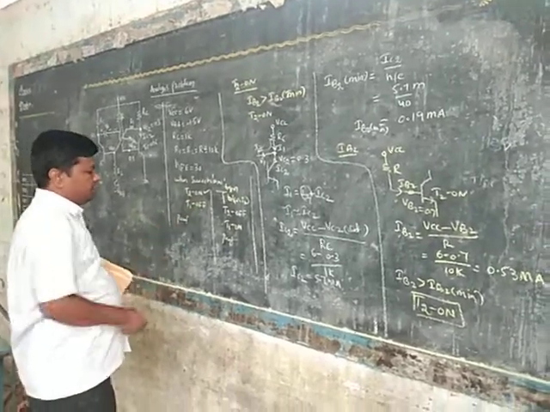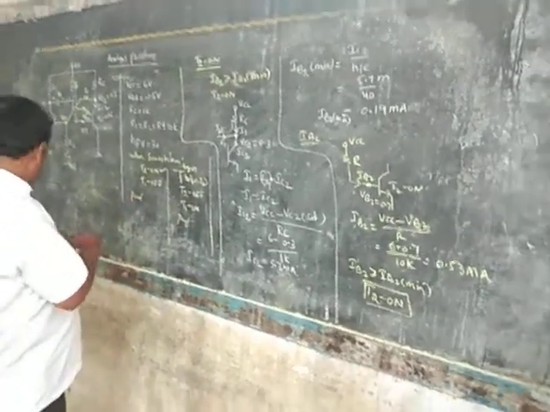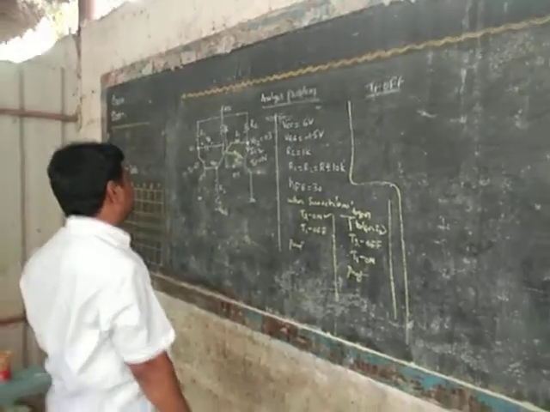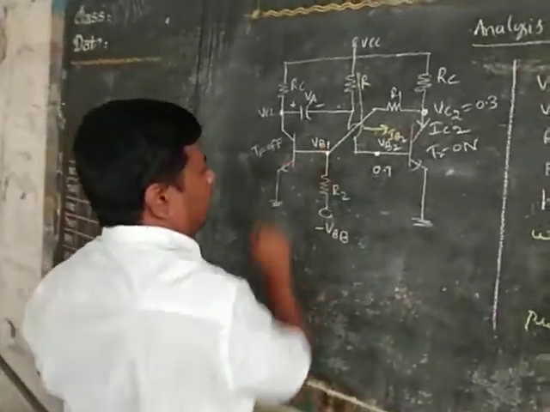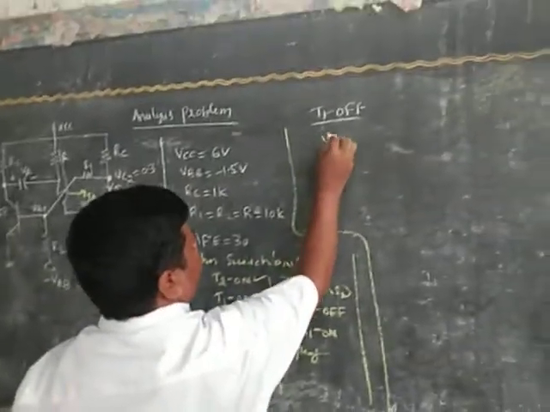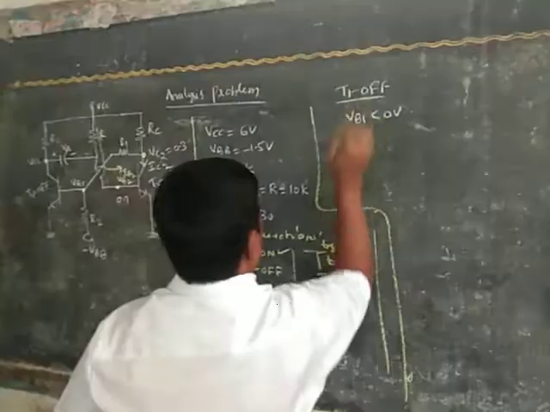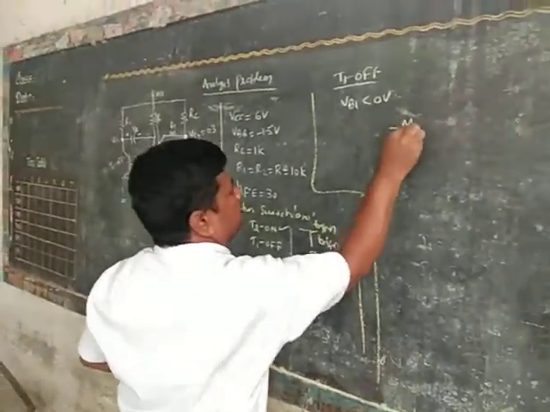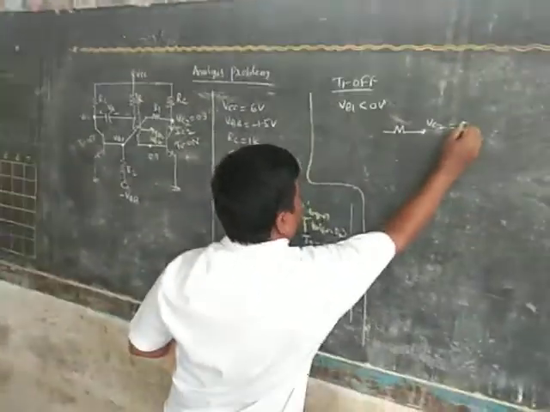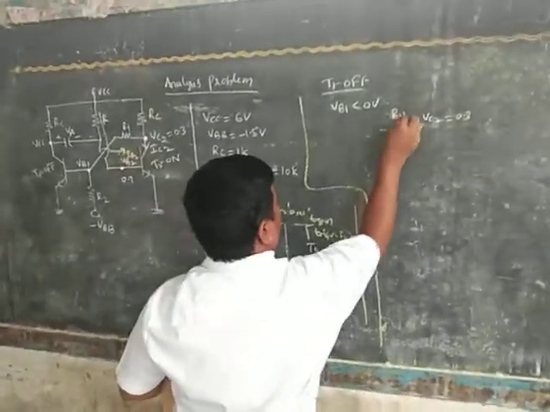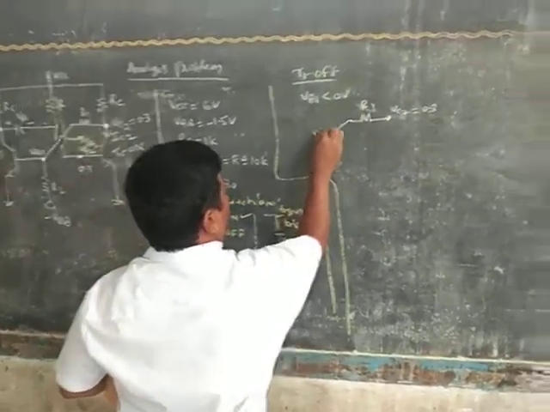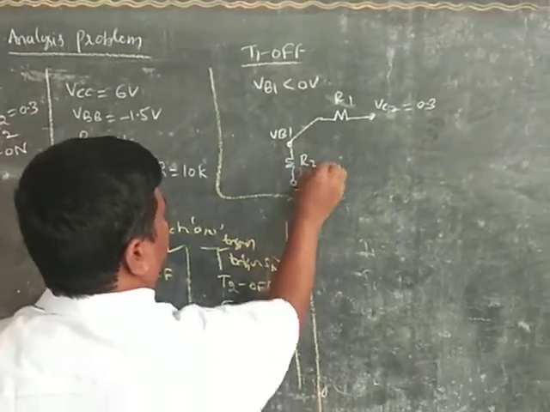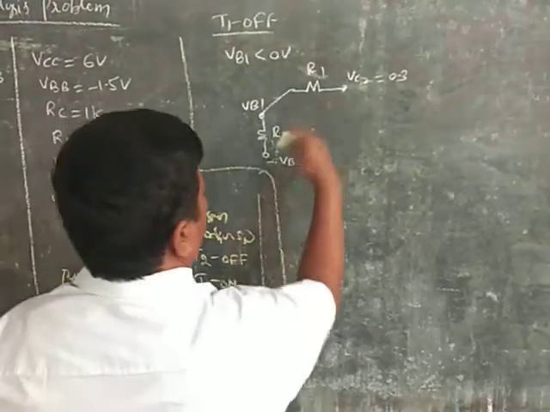Then next is T1 off. How to verify that the T1 transistor is off? Consider this one. We can say the T1 transistor is off when its VB1 is less than 0 volts. Then consider the branch. This is the VC2 0.3, this is R1, this is R2, VB1, and minus VBB. Apply the superposition principle.